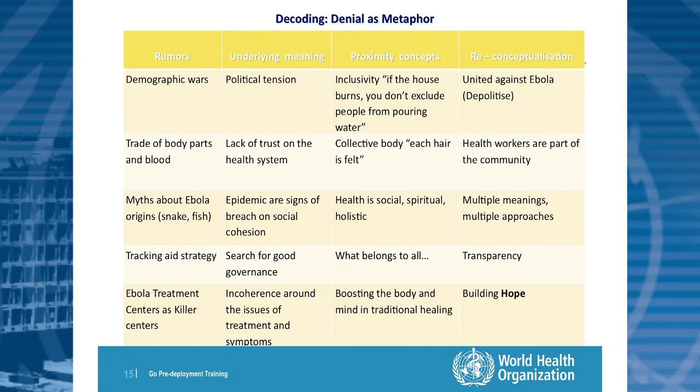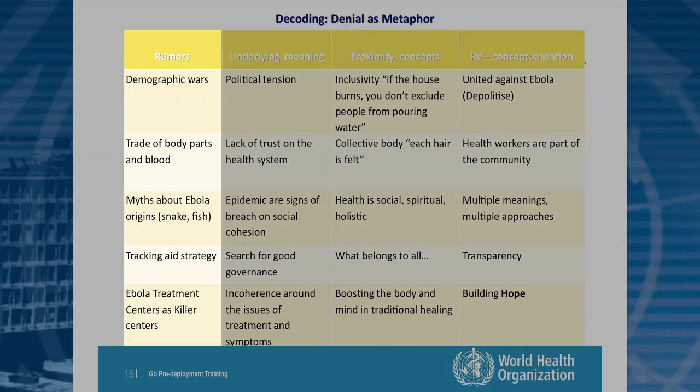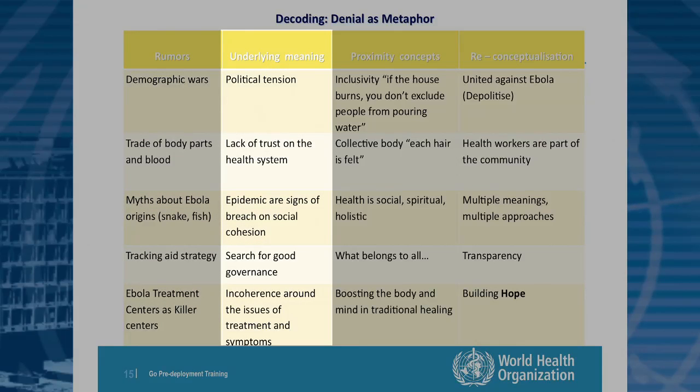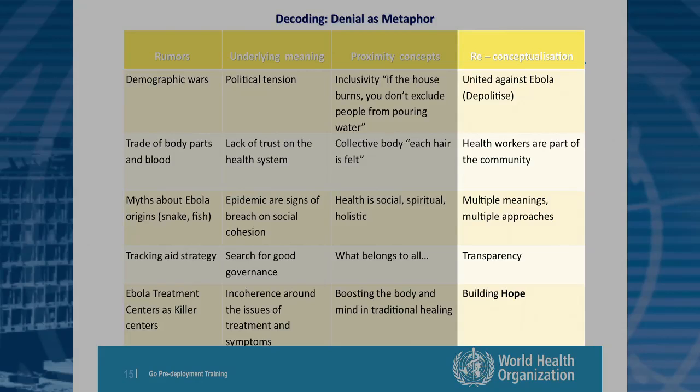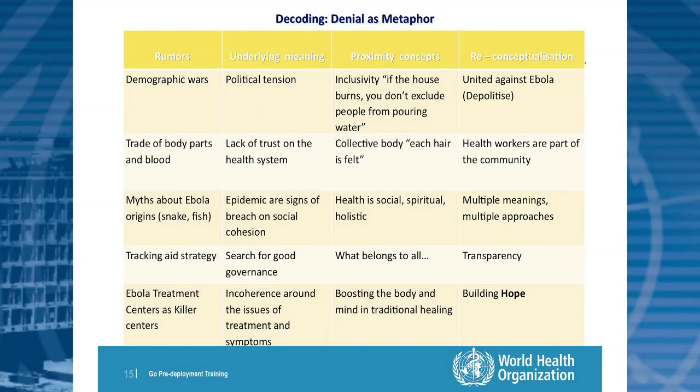So for example, if we take right at the bottom of the rumors column, if I just take one example, the rumor was that Ebola treatment centers are killing fields, because the sick go in and the dead come out, and we don't really get to see what happens. We have no contact with the patients. We meaning the family. So the underlying meaning is there was incoherence around the issues of treatment and symptoms. The proximity concepts, as experts call them, is that there was boosting the body and mind in traditional healing. So what we need to do is reconceptualize this as building hope, to reframe this as showing the earlier you get treatment in a treatment center, the greater your chance of survival, and therefore this is an act of hope.